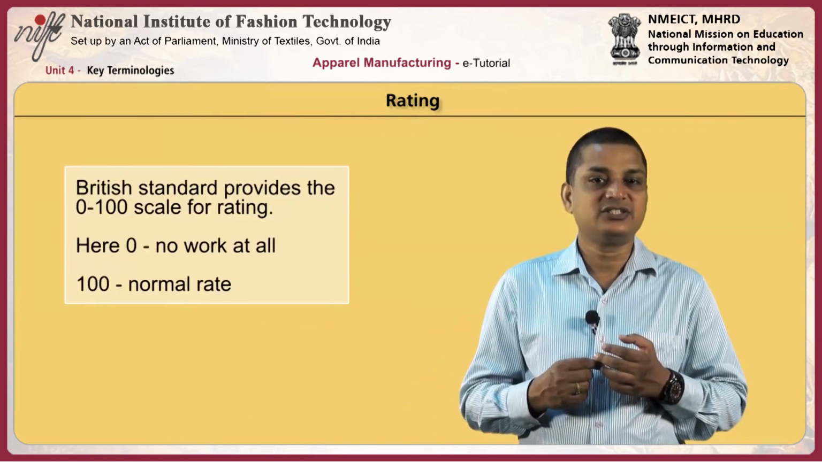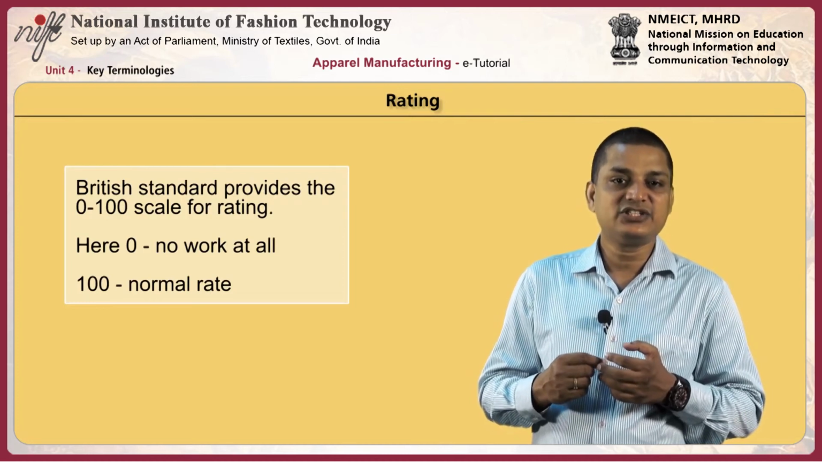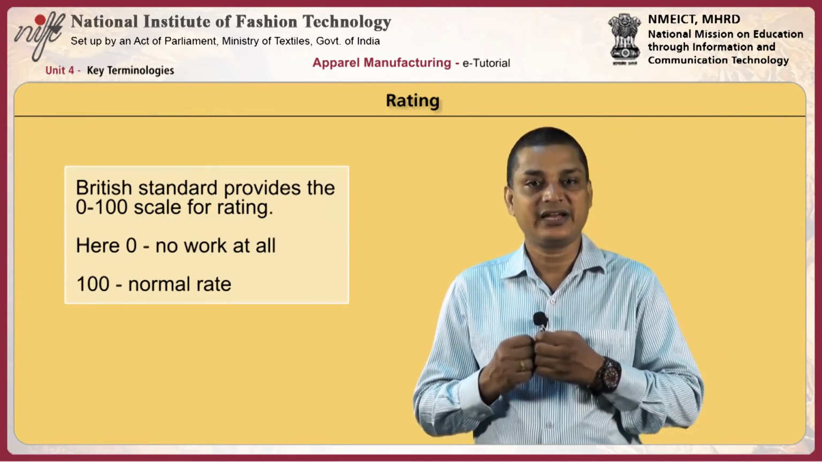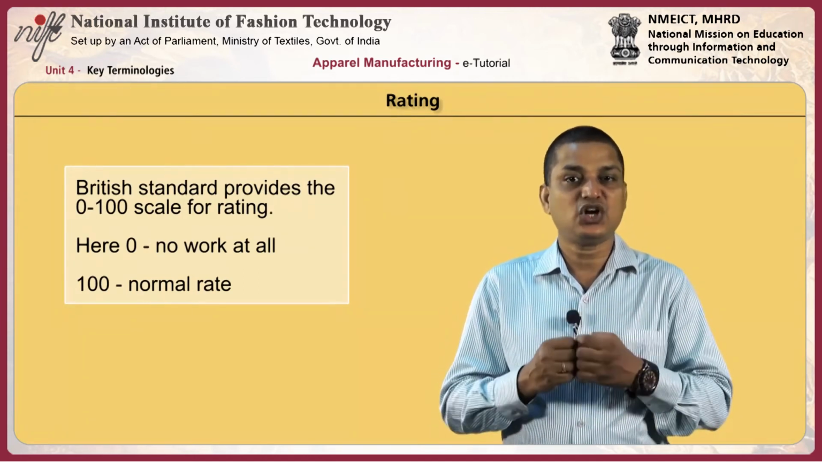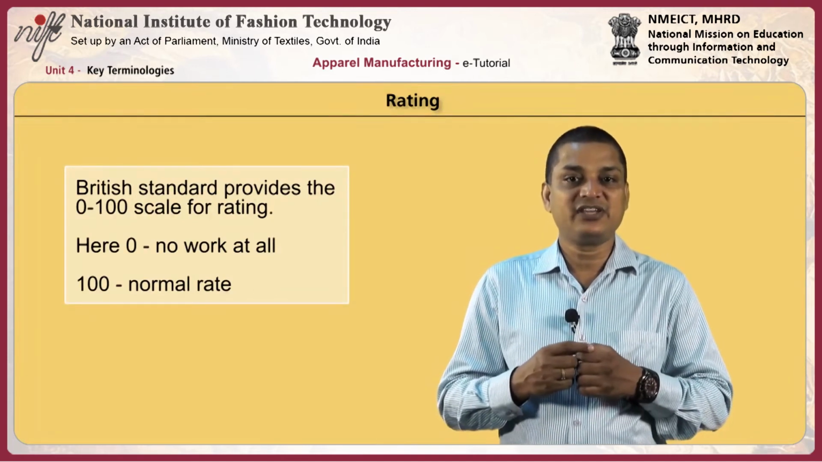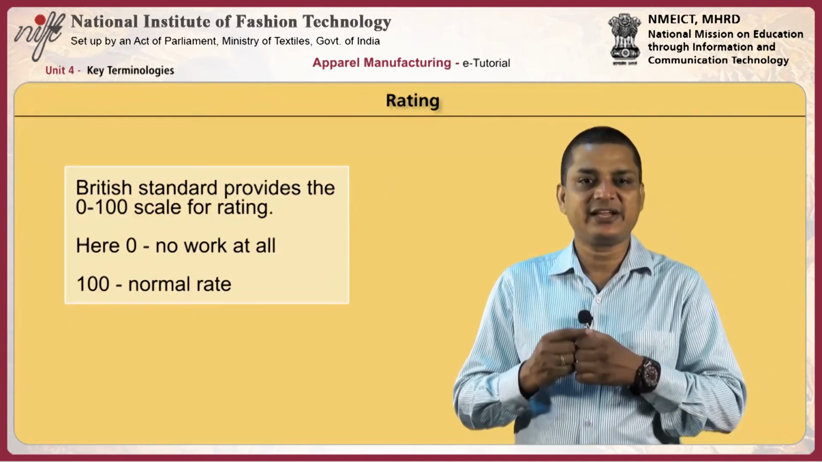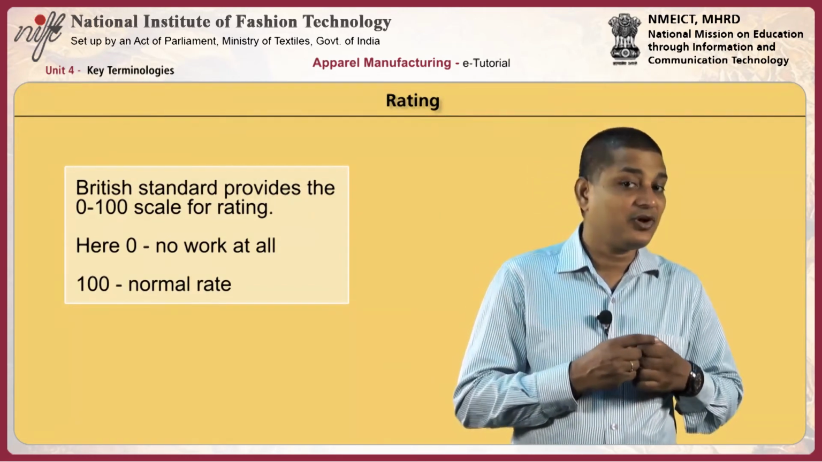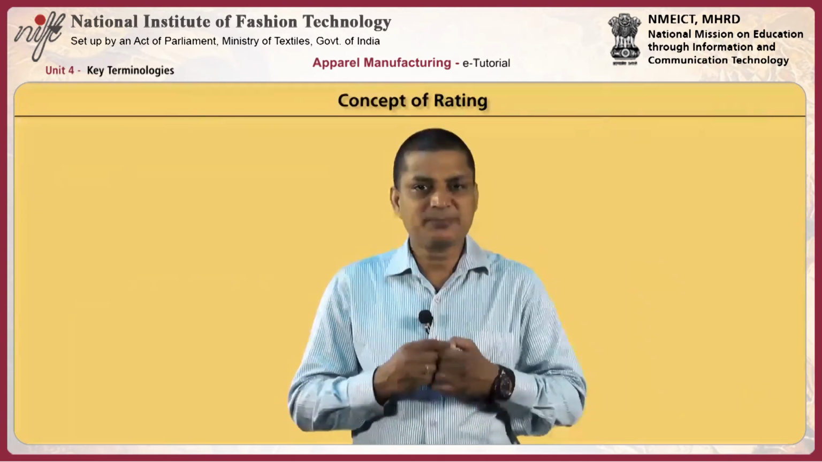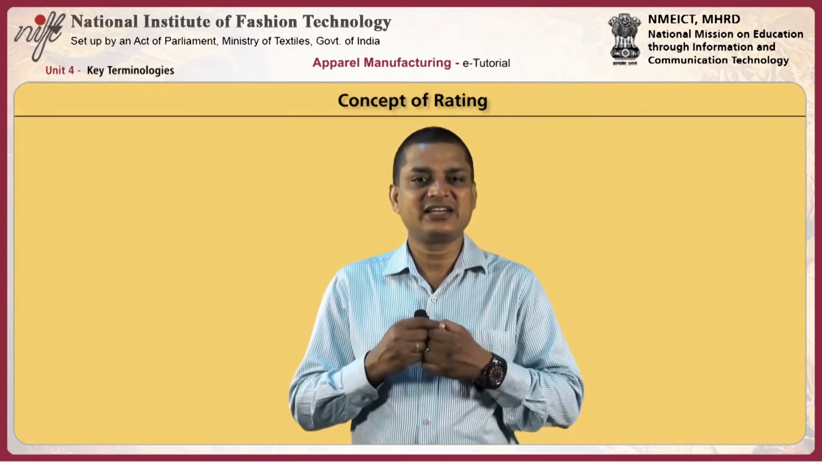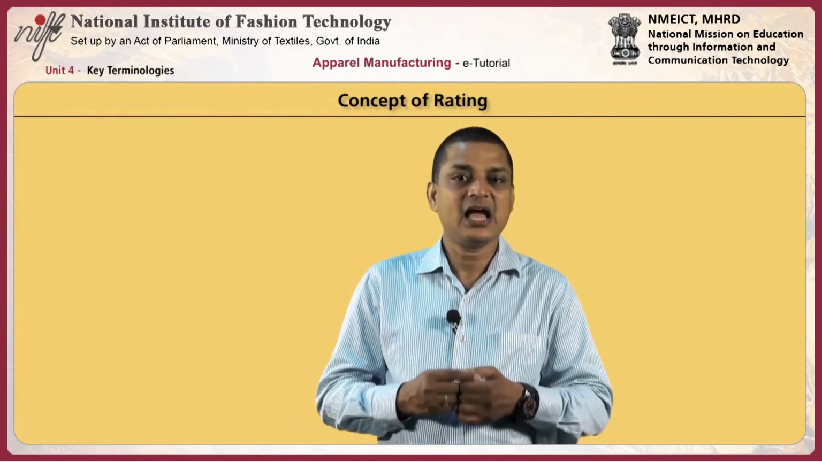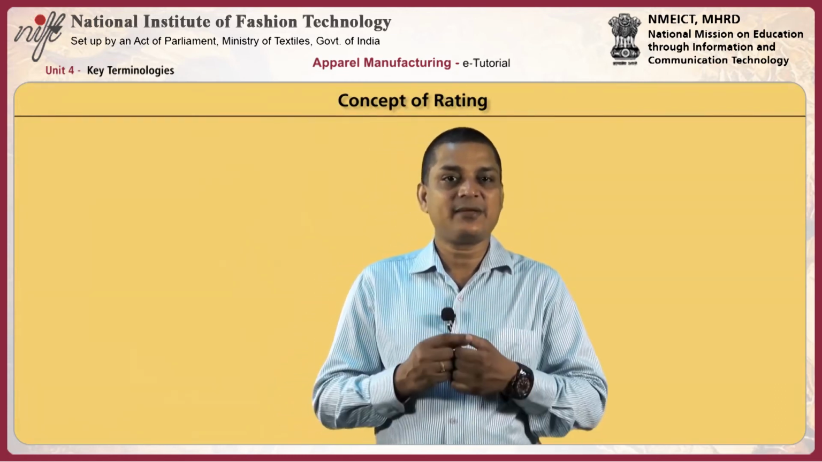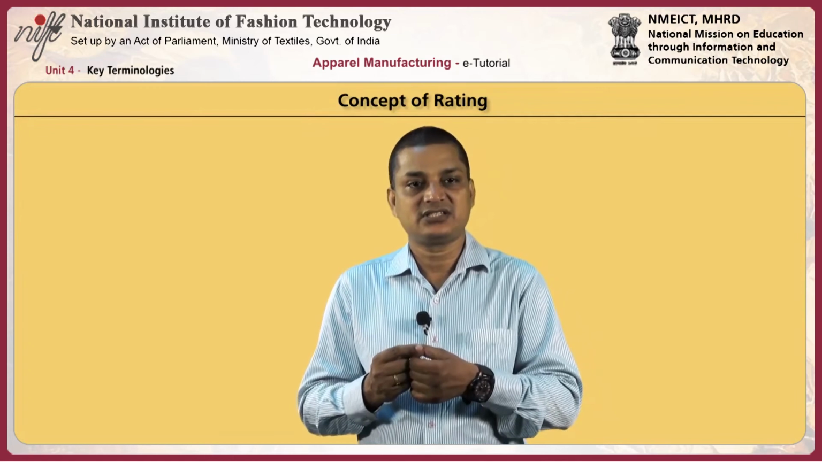British standard provides the 0 to 100 scale for rating. Here 0 represents no work at all, and 100 a normal rate. We rate the job on this scale after observing the operator. A slow rate may be rated around 50 and a fast one around 125. The concept of rating, known in the US as grading, is fundamental in time study. The ability to rate effectively distinguishes a qualified time study practitioner from a novice.